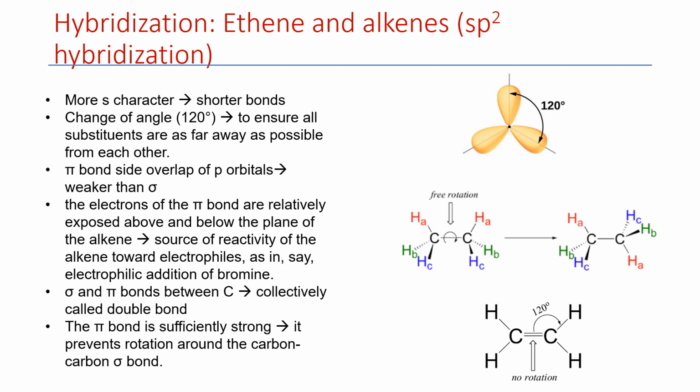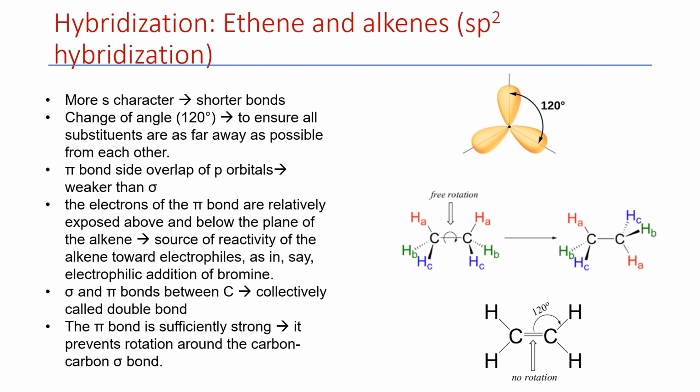There's also a change in the angle now. The angle between the bonds will be 120. It's trigonal planar. This is the best way to keep all the bonds as much away from each other in space. It's a planar one, and the maximum angle you can get between three equivalent bonds around a point is 120.